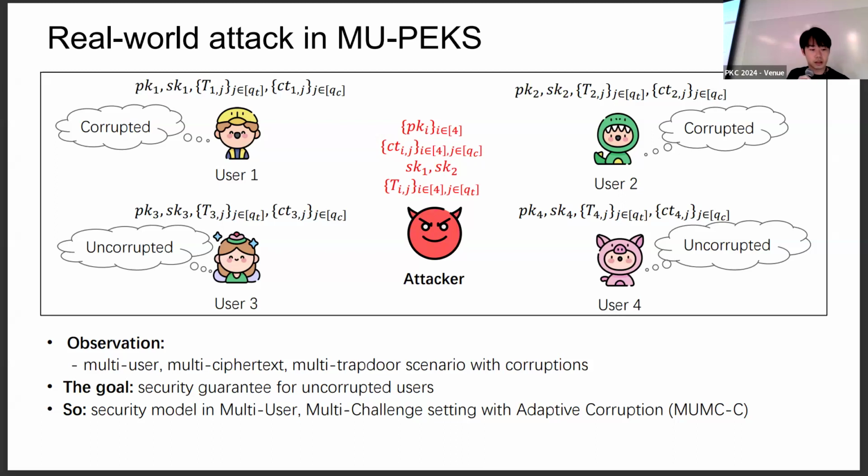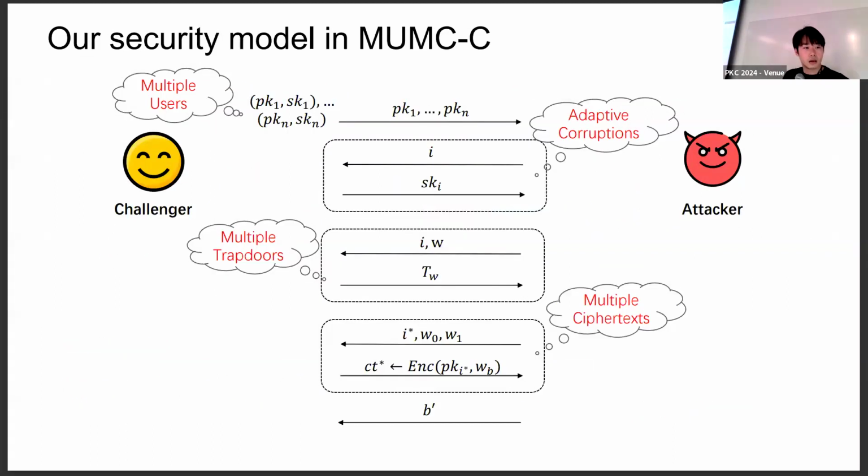So we present a security model in the multi-user, multi-challenge setting with adaptive corruption for our mu-PEKS. This is our security model. There are many public key and secret key pairs. Those public keys are sent to the attacker. The attacker can get some secret keys. It can get many trapdoors under different secret keys and many ciphertexts under different public keys. A successful attack on any ciphertext can make the attacker win the game.